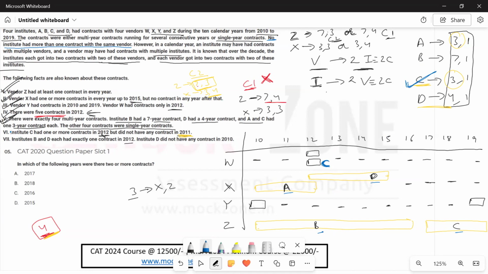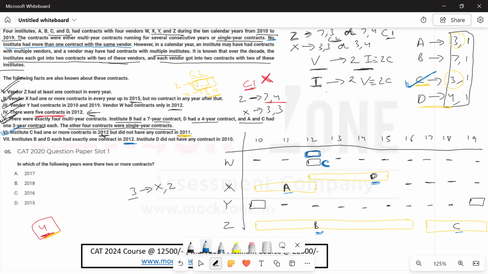So we have seen the statement number 6 also, that Institute C has at least one more contract in 2011, but did not have any contract in 2012, 11, sorry. So last statement says Institute B and D each had exactly one contract in 2012. We know that in 2012, B has one and D has one. Okay. So they have exactly one contract, and that is covered already by D and B in 2012. So what is the only possible case this contract can, which is the only possible institute this contract can be?